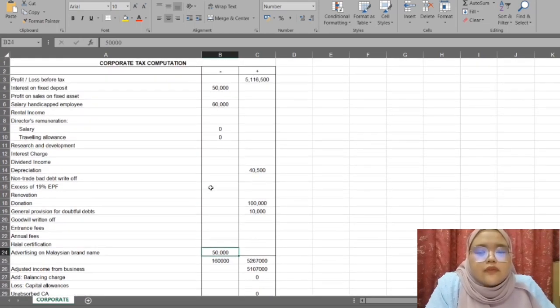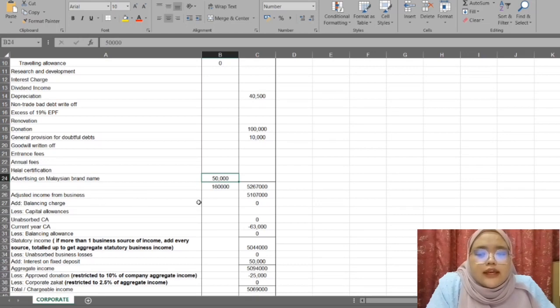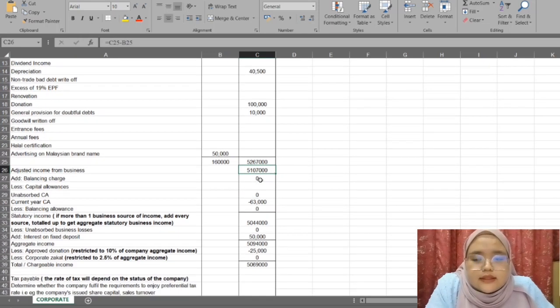So we add up the amounts for the deduct side and the add back side, and we get the adjusted business income by adding this amount and subtracting the deductible amount. So the adjusted income from business is 5,107,000. Next, to get the statutory income, we need to add the balancing charge, which for Farm Fresh we have none since we have no disposal or sale of fixed assets, and we need to deduct the capital allowance.